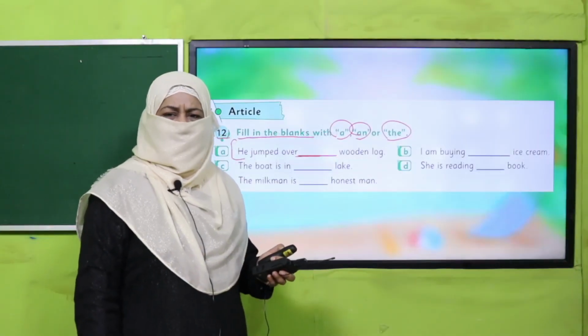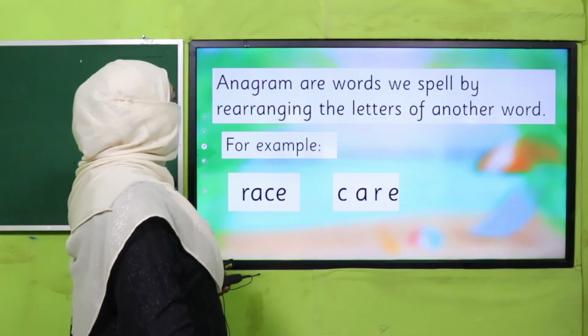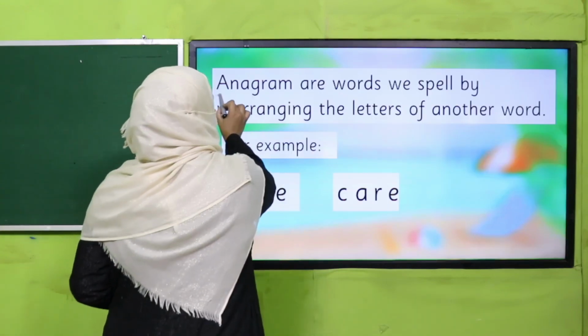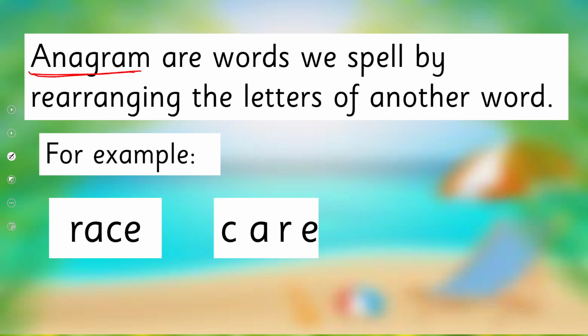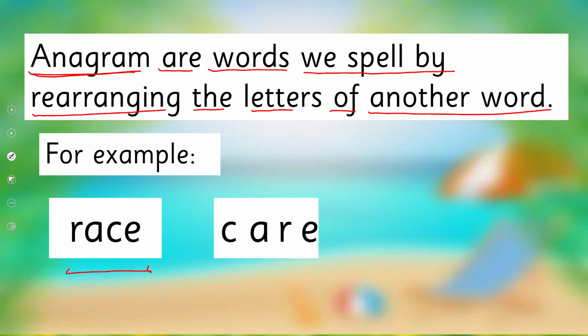Yes, my dear children, are you done with it? Good job. The next concept we are learning today is anagram. What is an anagram? Anagrams are words we spell by rearranging the letters of another word. For example, look at these two words, race and care. If you look at their letters, all four letters in both words are the same. So in the first word, race, when we rearrange these letters as C, A, R, E, it becomes care.